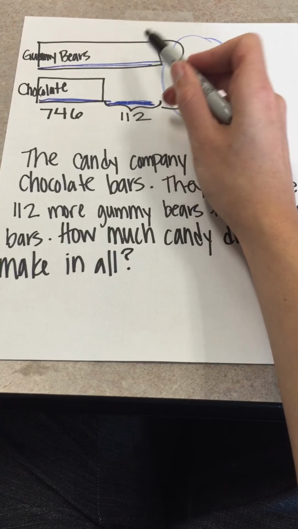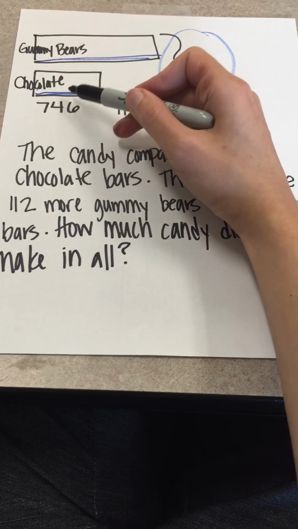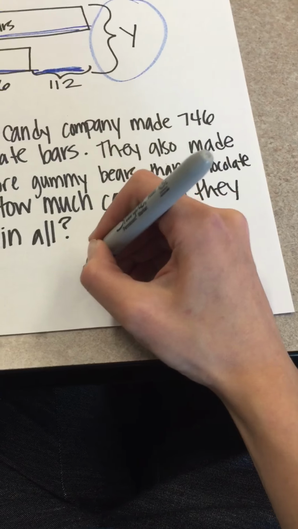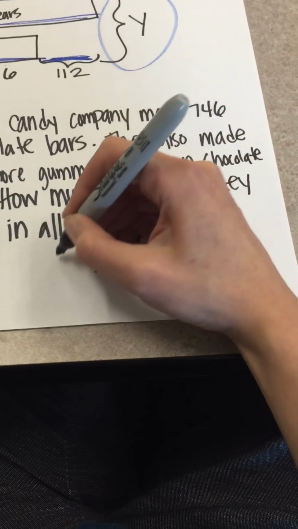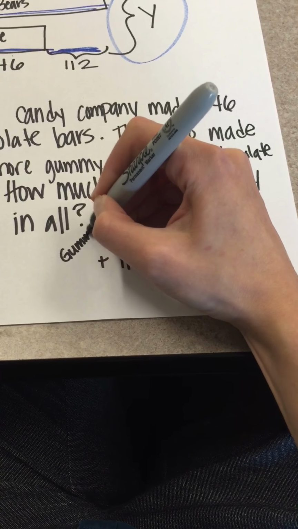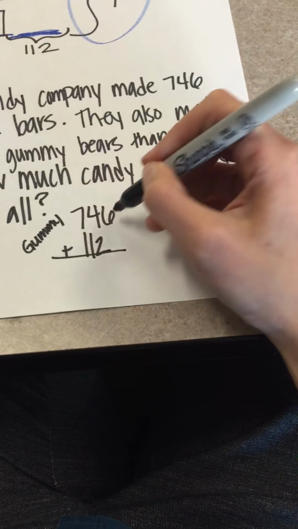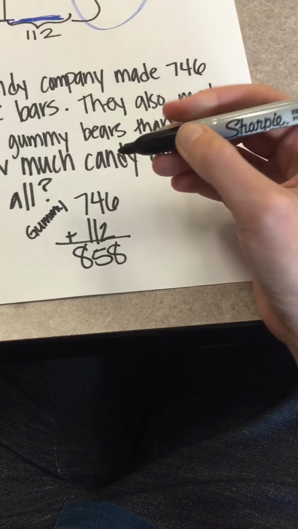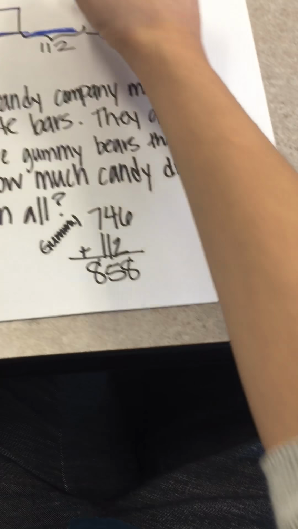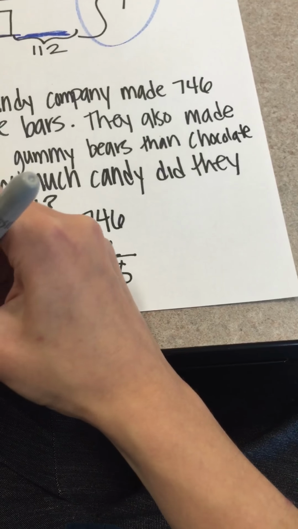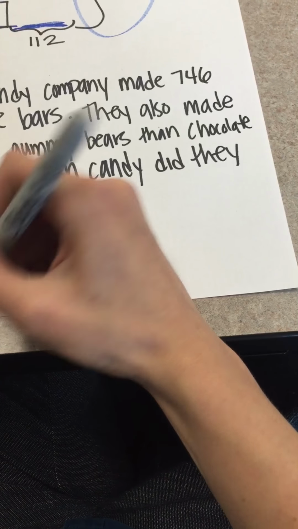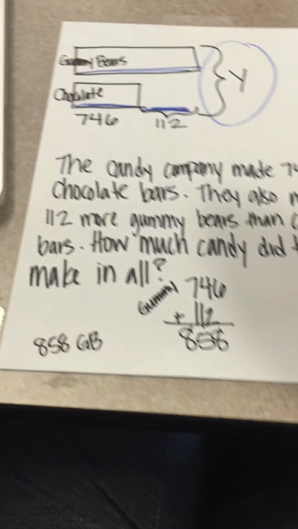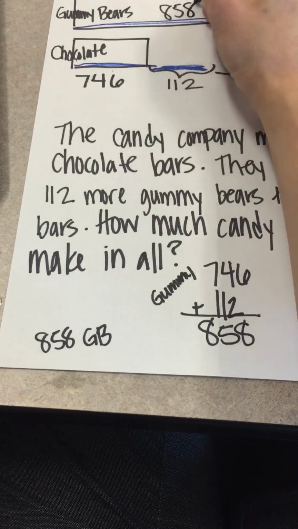I know that the gummy bears is the same as chocolate plus this difference. And I'm even going to write gummy bears next to it, just so I know what I'm solving for. 6 plus 2 is 8, 4 plus 1 is 5, 7 plus 1 is 8, 858. So there are 858 gummy bears. That's over there. Sorry, you couldn't see. Now I know that there's 858 gummy bears.